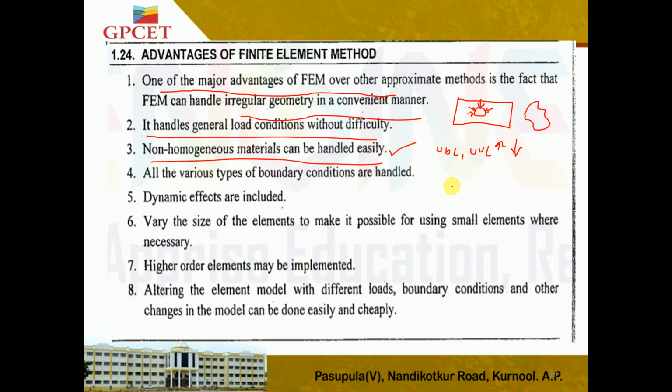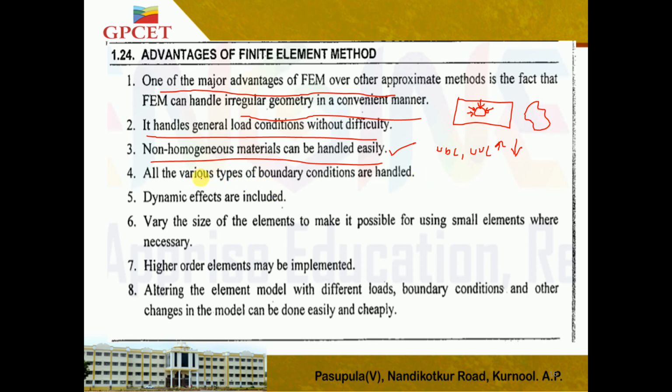What is non-homogeneous? Non-homogeneous material is nothing but a material whose properties are not the same. If the material has more than one property, then that material is called a non-homogeneous material.